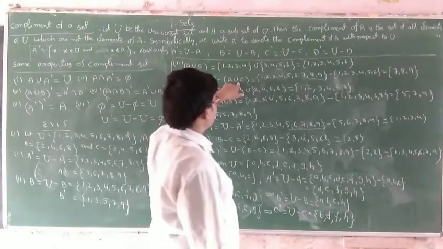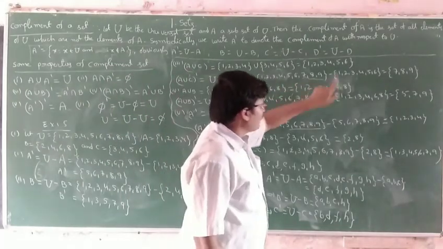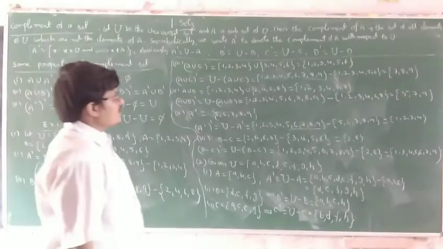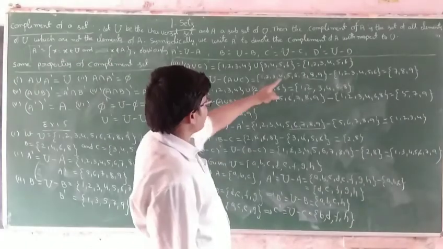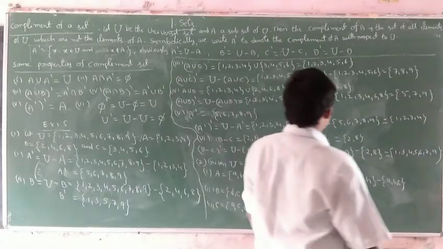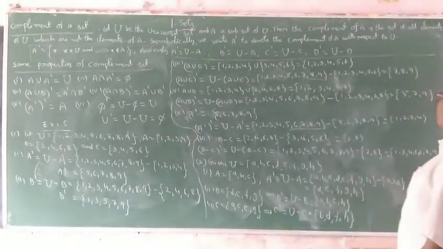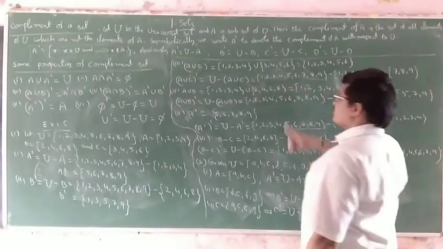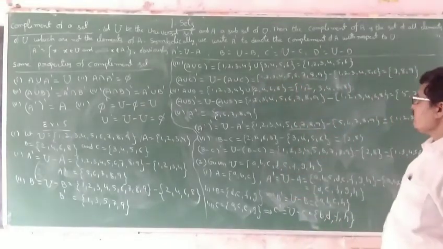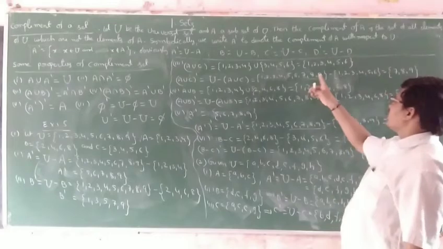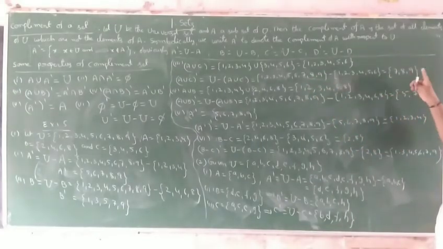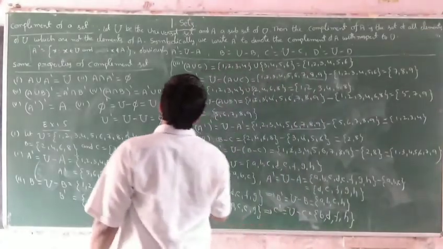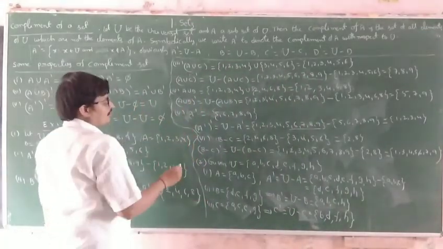Next, the complement: universal minus A union C. Universal is 1, 2, 3, 4, 5, 6, 7, 8, 9, minus A union C, which is 1, 2, 3, 4, 5, 6. So 1 to 6 are removed from the universal, and the remaining elements are 7, 8, 9. This is the complement.